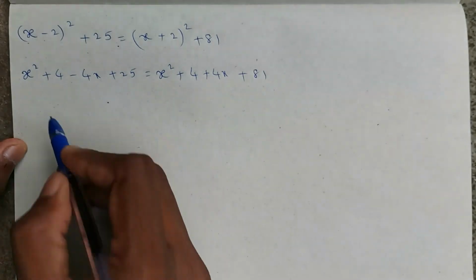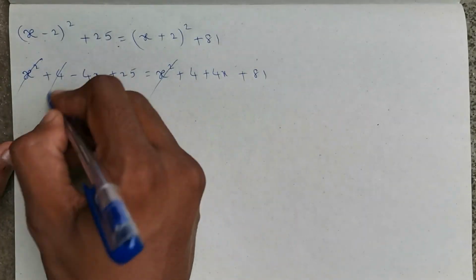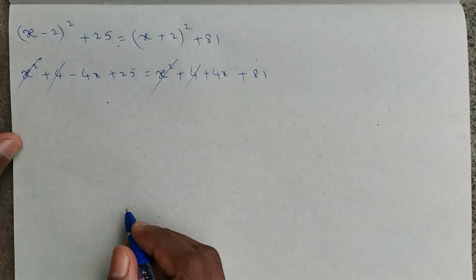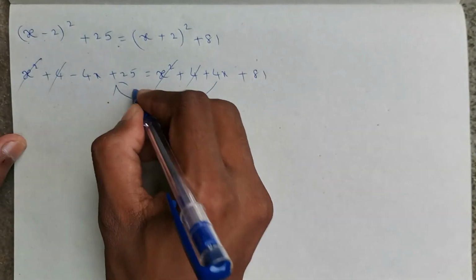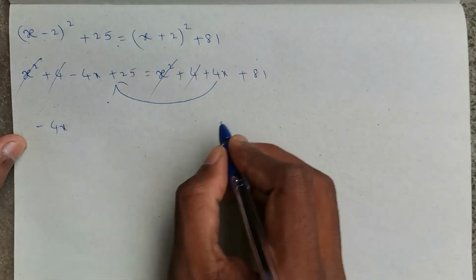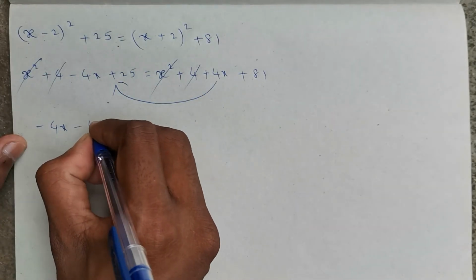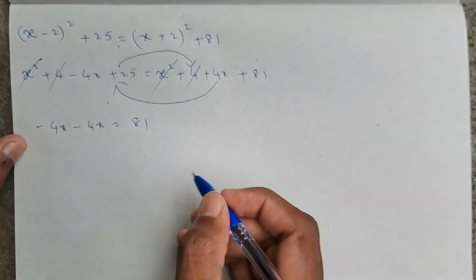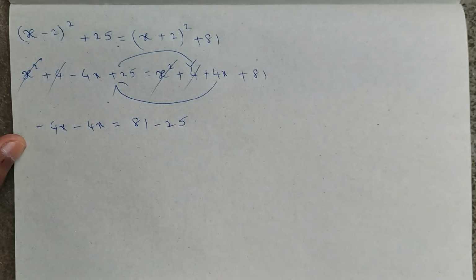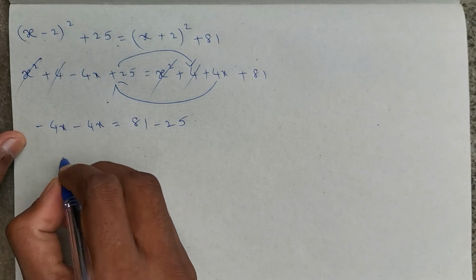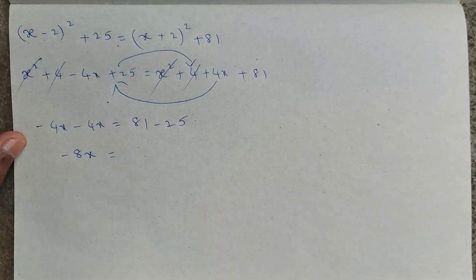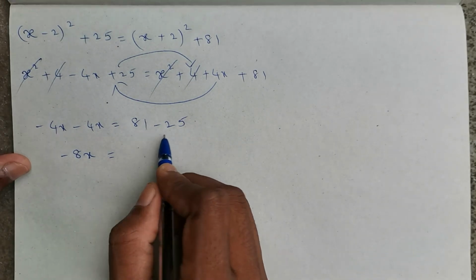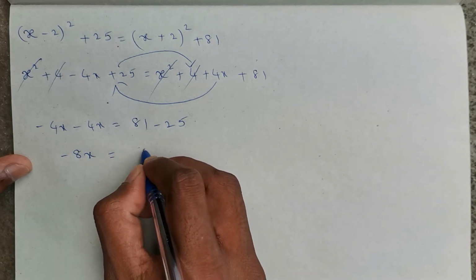Left side x square, right side x square; left side 4, right side 4 cancel. So remaining, this plus 4x I will take to the left side. Here already minus 4x is there. Now this plus 4x, if we bring to the left side, it will become minus 4x, is equal to 81 as it is. This plus 25, if we bring to the right side, it will become minus 25. Minus 4x minus 4x is minus 8x is equal to 81 minus 25. 81 minus 25: 11 minus 5, 6, so 56.